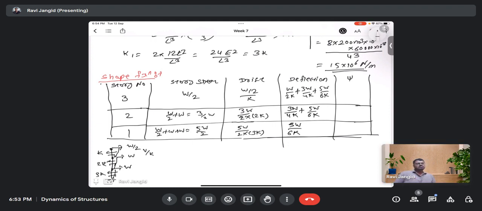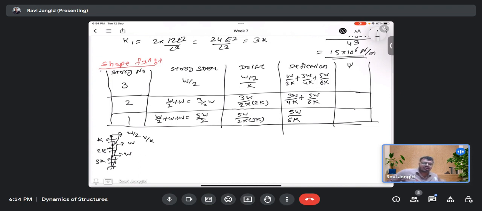Actually, what can you define this drift? Drift means, if you have two levels, it's the difference between one level to another level. Then here you are directly writing story shear by stiffness. So I am considering the stiffness for that particular level, that particular floor.